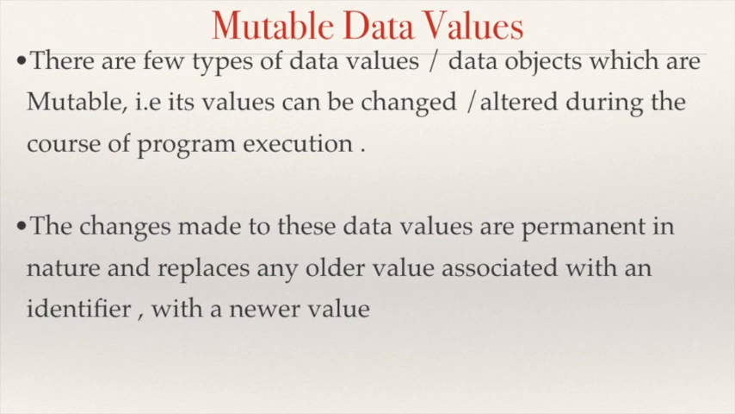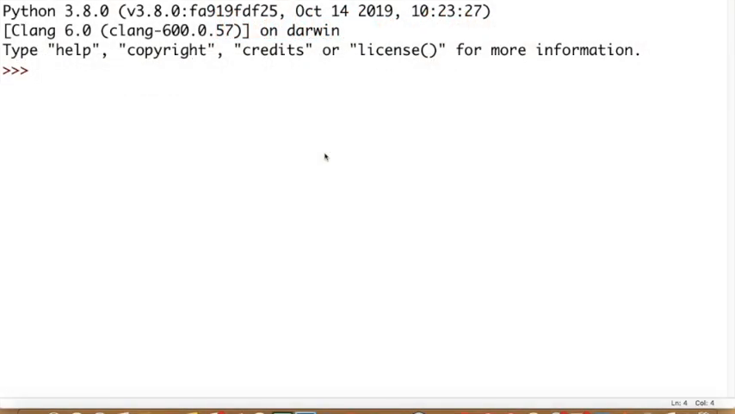Earlier in class 11, you have used lists as mutable data objects. Let us see a code example to understand this. In classes, you might have learned about lists. A general list is something like this, having a collection of values separated with commas within the square brackets.